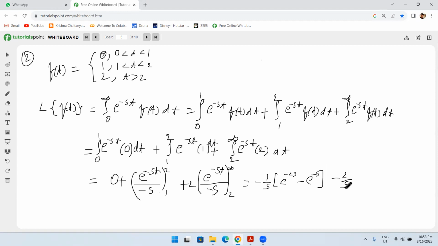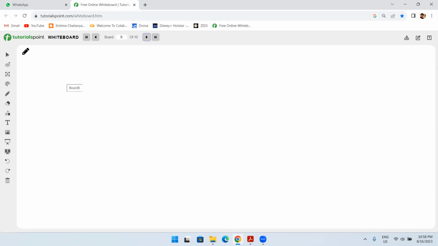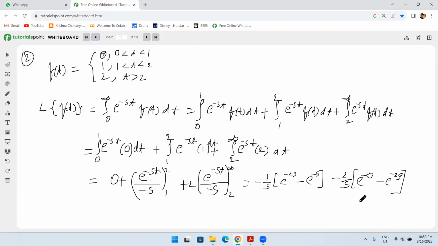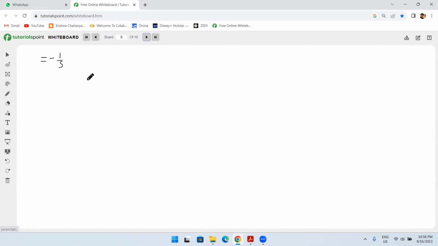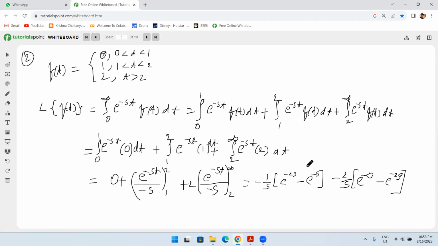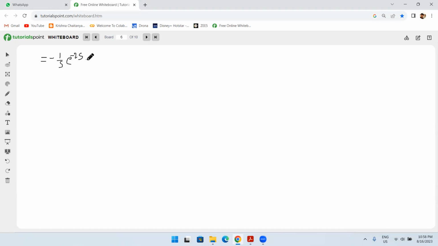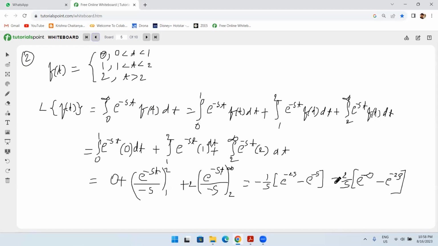And next, here I'm taking minus 2 by s outside. In the place of t, substitute the upper limit, so we get e power minus infinity minus e power minus 2s. So the values become: minus 1 by s e power minus 2s as it is, and next minus into minus plus 1 by s e power minus s.